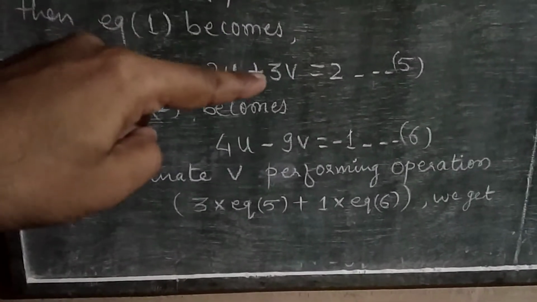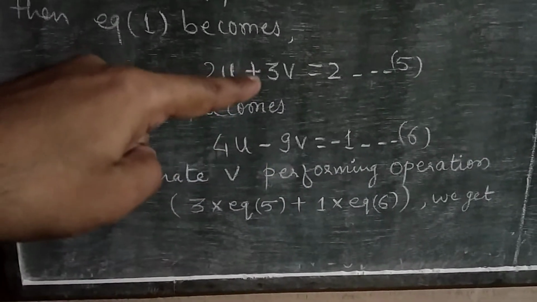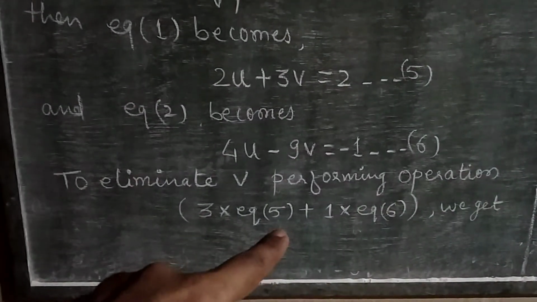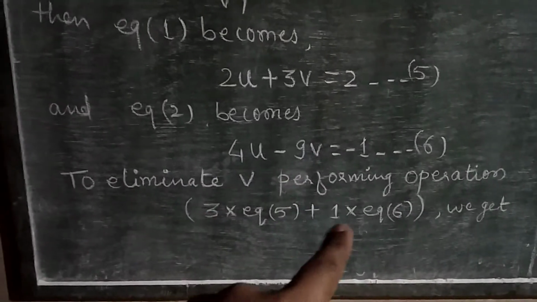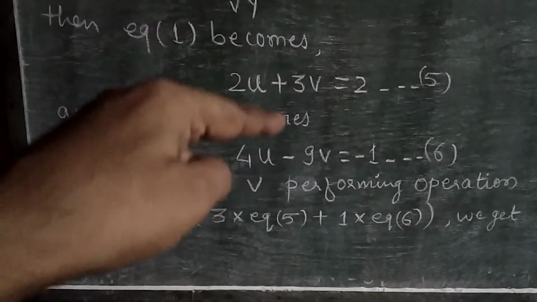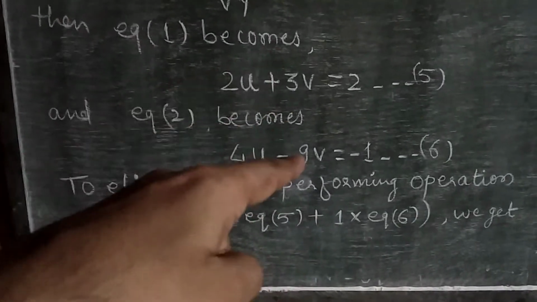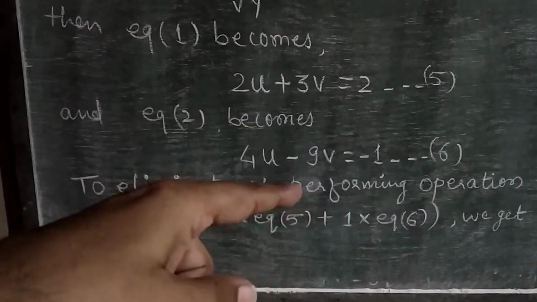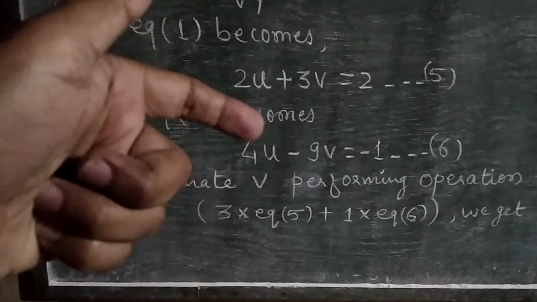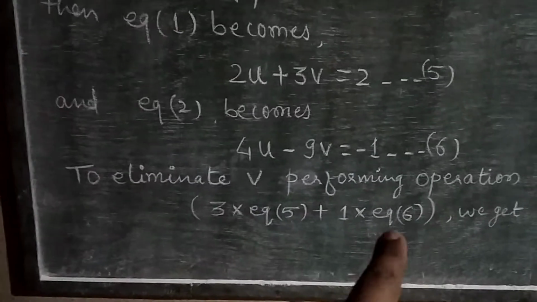Now look at the coefficient of v in the fifth equation, it is 3, and here it is 9. So if you multiply equation 5 by 3, it will become 9. I have written here 3 into equation 5, and no need to multiply equation 6, so I have written 1 into equation 6. As the signs of v in both equations are opposite to each other, I am adding, because on adding they will cancel each other. If we use minus, they will become double, 9 plus 9 is 18, so it will not cancel. So to eliminate v, we apply this operation.